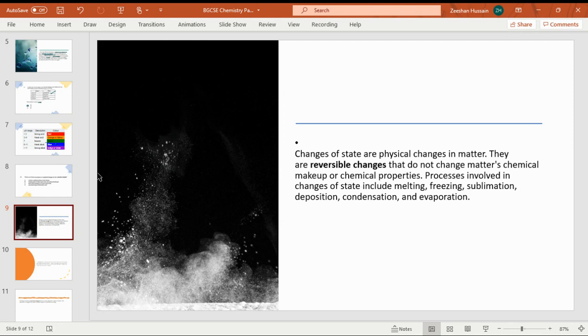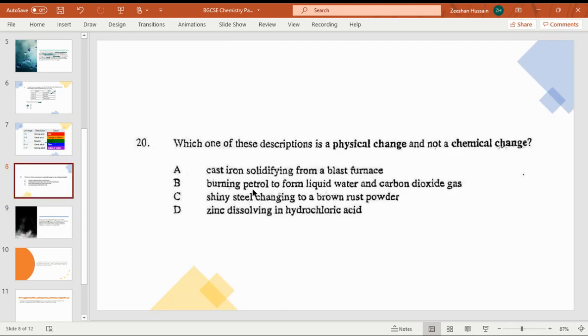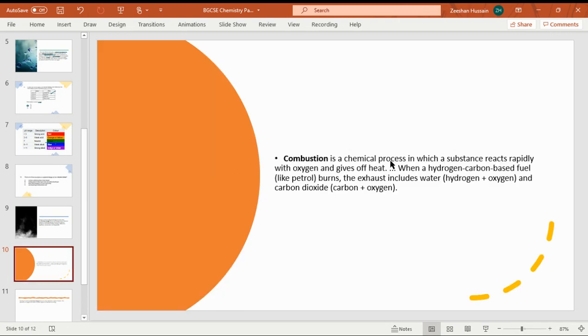Okay, so the next option is burning petrol to form liquid water and carbon dioxide gas. Combustion is a chemical process in which a substance reacts rapidly with oxygen and gives off heat. When a hydrogen carbon based fuel like petrol burns, the exhaust includes water and carbon dioxide. Okay, so this is a chemical change.